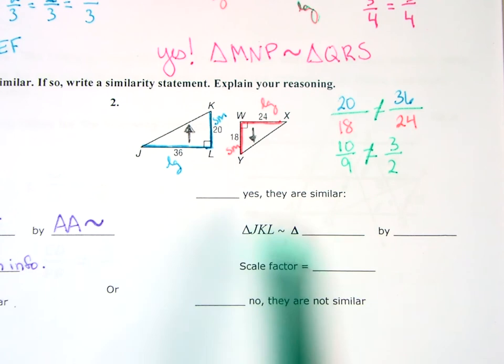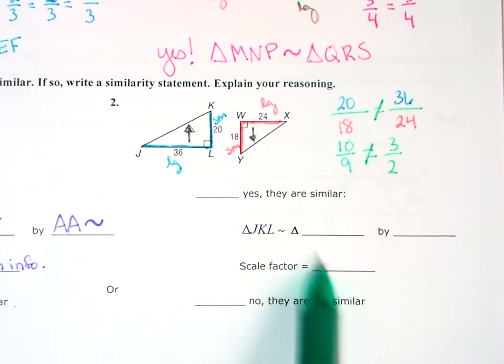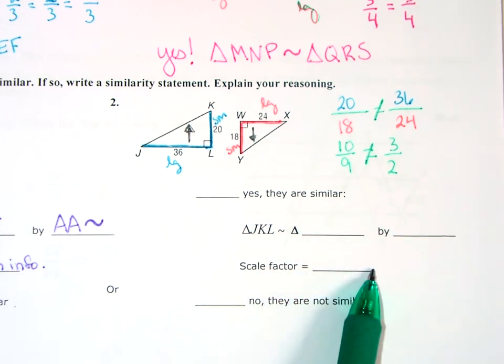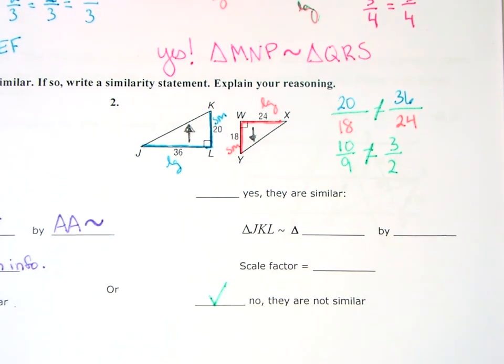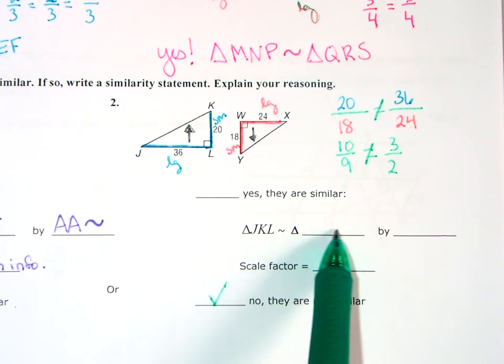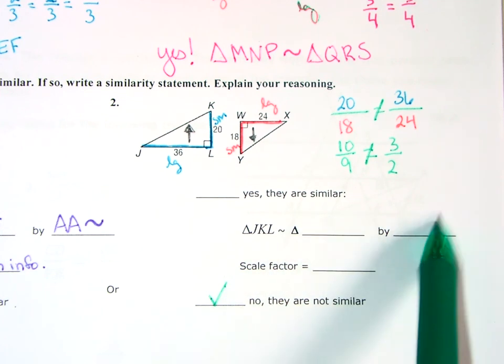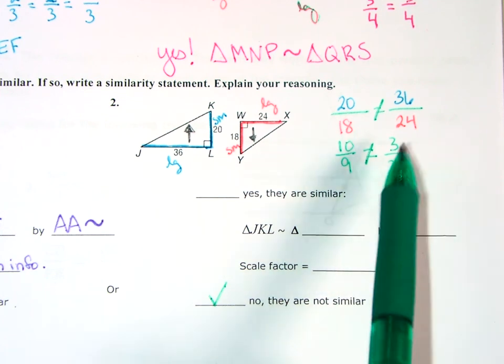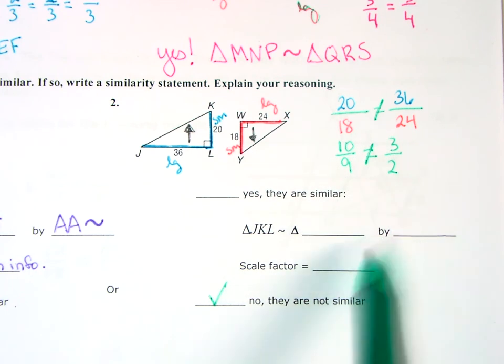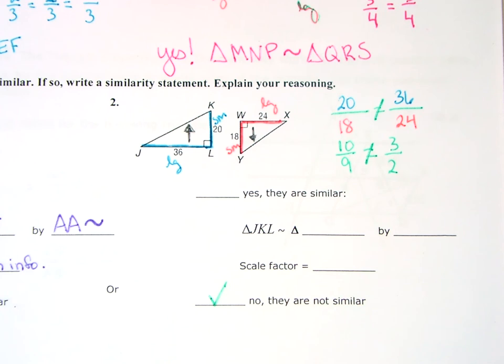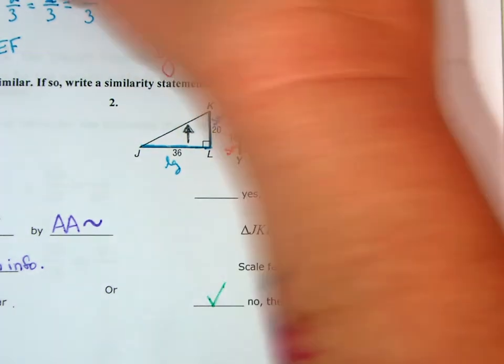Which means I'm not going to check a yes here, which means I cannot fill any of this out. I have to leave it blank, because I'm just going to say no. They're not similar. I can't write a similarity statement. If I put something in this box, it's for sure wrong. I cannot put something here because they're not similar. Which means I tested a postulate, but I'm not using a postulate. And then there's no scale factor because they're not similar. So I leave all of those blank.